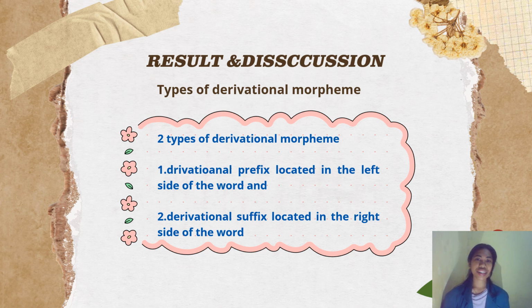Here we move to the next slide. In this slide, we would like to find out the result and discussion of this article. First, we would like to find out the types of derivational morpheme. Here are two types of derivational morphemes. First, derivational prefix located on the left side of the word, and second, derivational suffix located on the right side of the word.